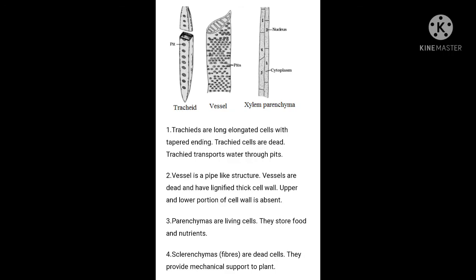Now, the vessel is a pipe-like structure. As you can see in the above image, it is a pipe-like structure. Vessels are dead and have a lignified thick cell wall. And the upper and the lower portion of the cell wall is absent in the vessel.